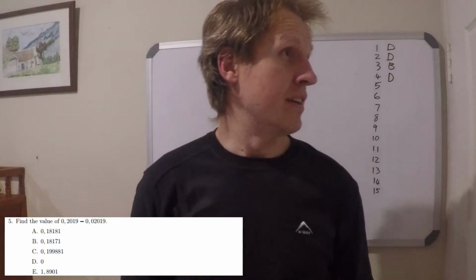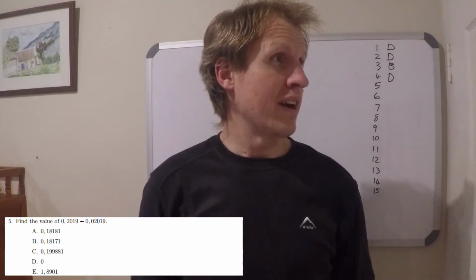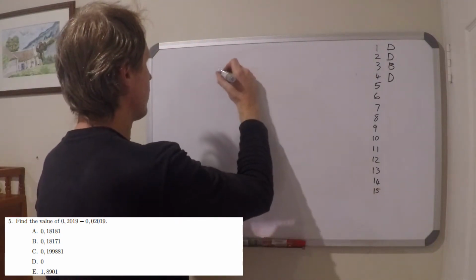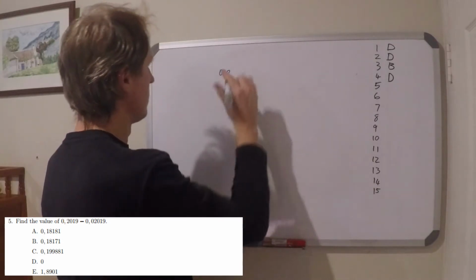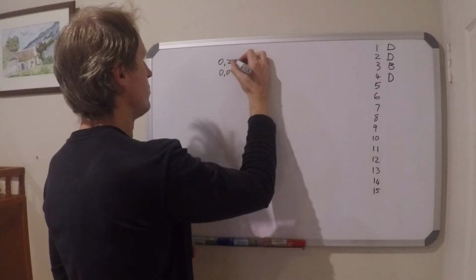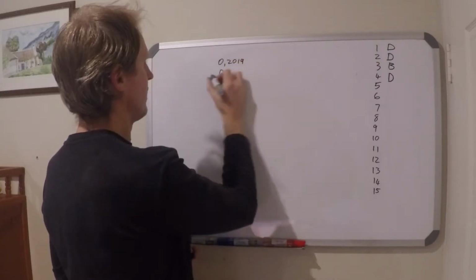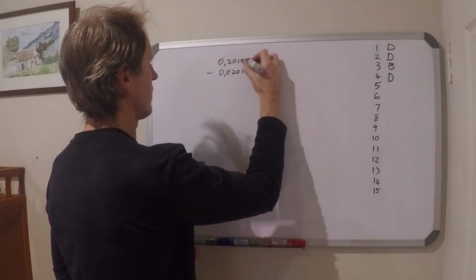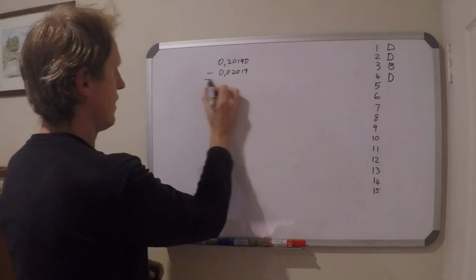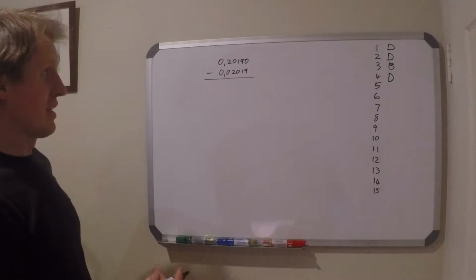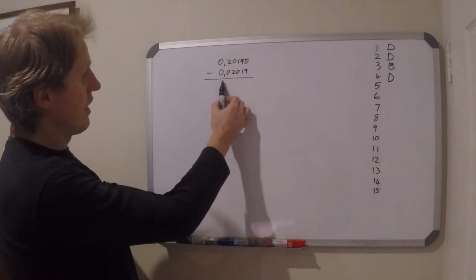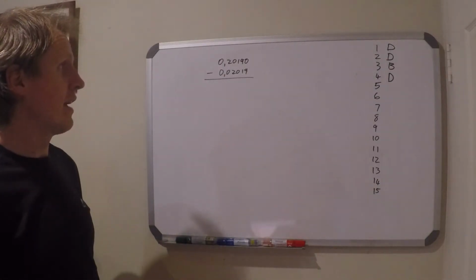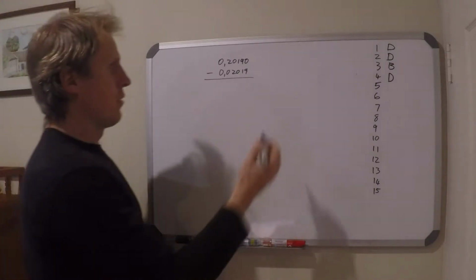Okay, next question. Find the value of 0.2019 minus 0.02019. Let's write that down. 0.2019 minus 0.02019. Okay, there we go. So let's do the subtraction. We can just do subtraction in the usual way. As long as you line up your decimal points, it doesn't matter that this is a decimal number rather than a whole number. It all works out the same way.